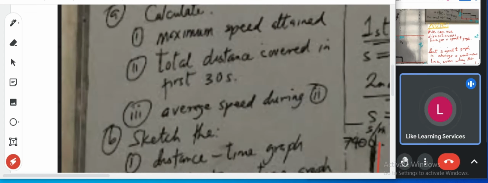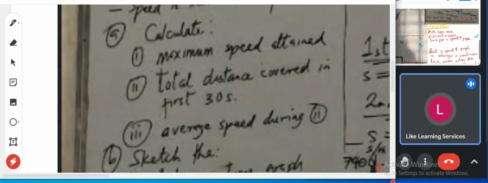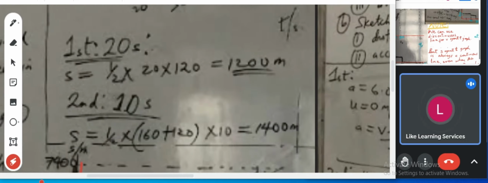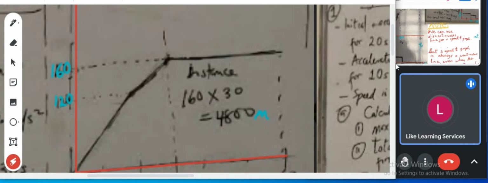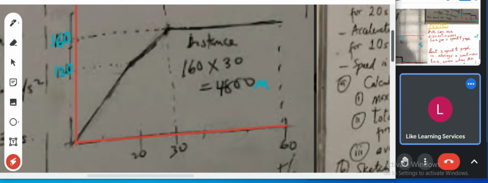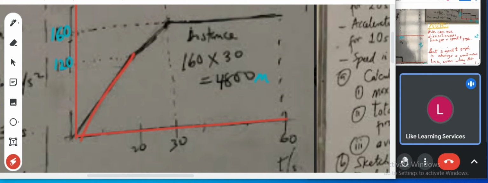Okay, so the other question says the total distance traveled in the first 30 seconds. Total distance traveled, you can find the area under the graph if you want to use that. What is this shape? 1, 2, 3, 4. It's not even a trapezium, but we can divide it into 2. Can you see what I'm tracing? You need to look at it from the top.